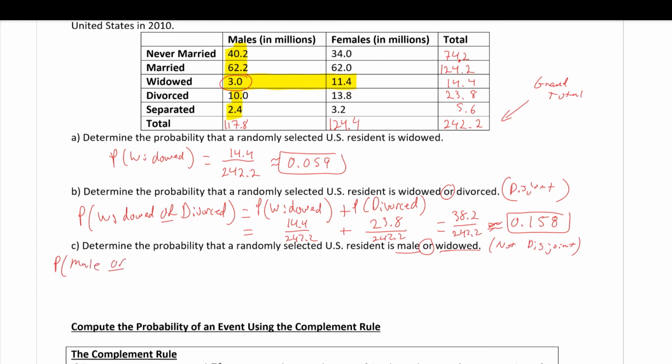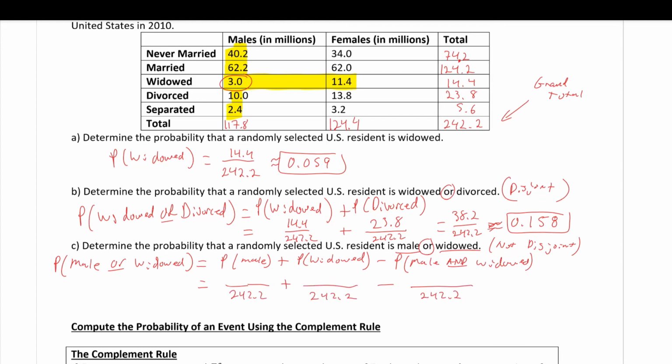or widowed is equal to the probability of randomly choosing a male plus the probability of randomly choosing someone who is widowed. And if we were to do that, then we would be double counting that intersection, so we have to subtract it off once. Probability of male and widowed. Again, all these fractions have the same denominator of 242.2. What's the total number of males?